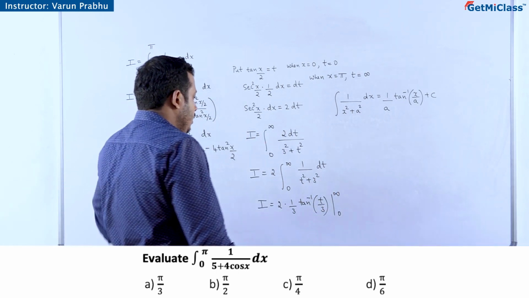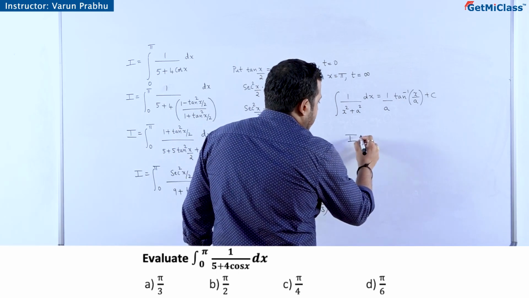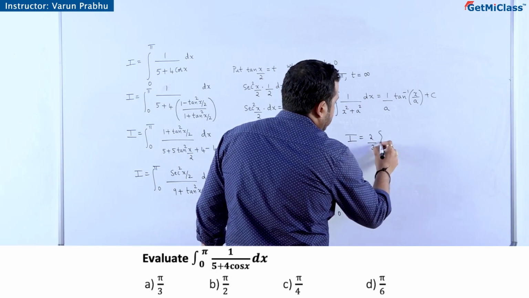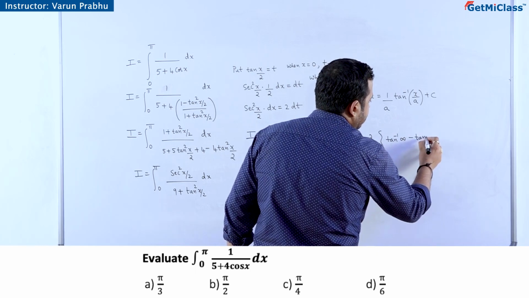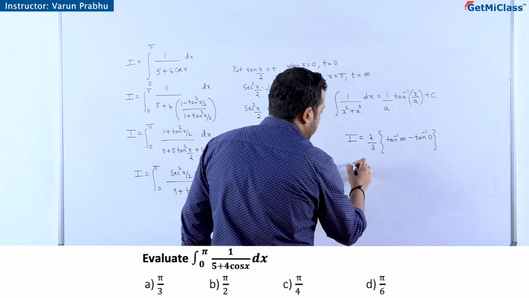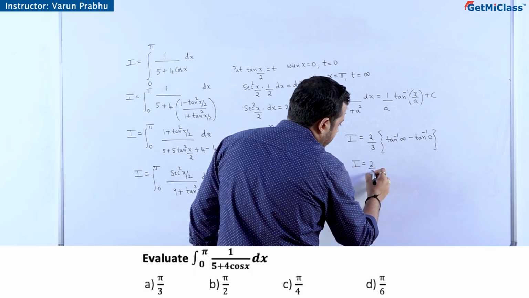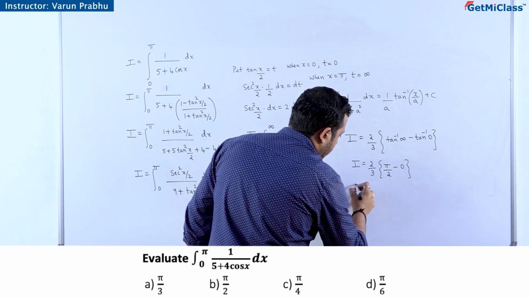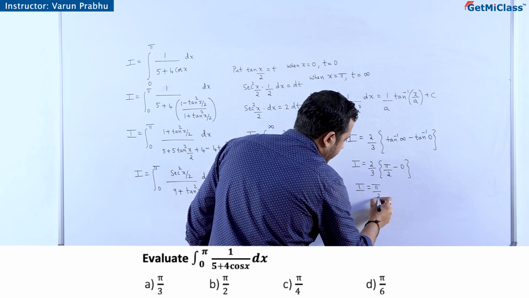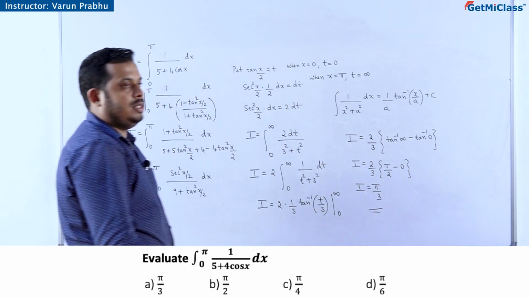So your answer to the question: I is equal to 2/3 times tan inverse of infinity minus tan inverse of 0, correct or not? So the answer will be 2/3 times, tan inverse infinity is pi by 2, minus 0. So what's the answer that we get? Pi by 3 will be the required answer to the given question.